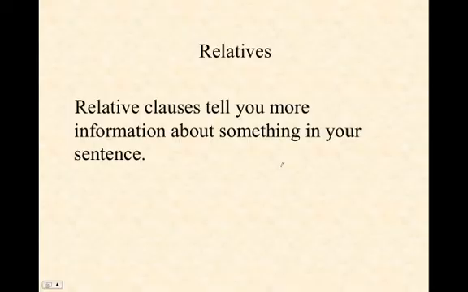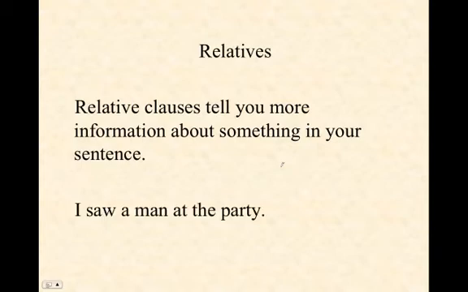In this tutorial, we will explore relative pronouns and clauses. Now, in short, relative clauses tell you more information about something in your sentence. Here's an example of a simple English sentence. I saw a man at the party. Now, we can use an adjective to describe a detail about that man. For instance, I saw a tall man at the party.